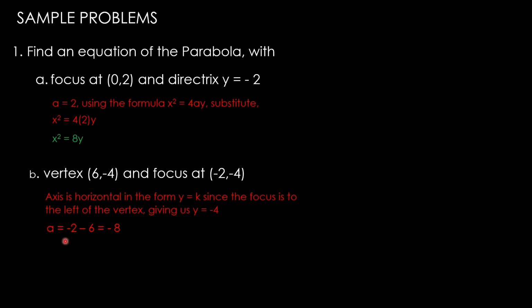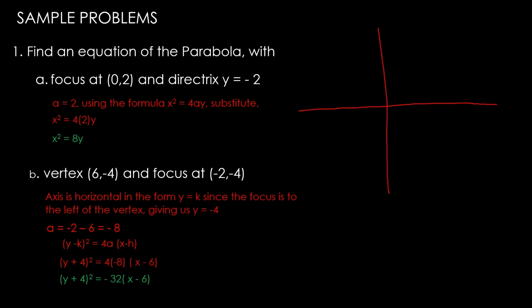So for a, it is -2 minus 6, which equals -8. And then this one, (y - k) squared equals 4a(x - h). Since the vertex is at (h, k), you have that to substitute. Look at this one here, our equation. In the given, we are going to illustrate our parabola here.